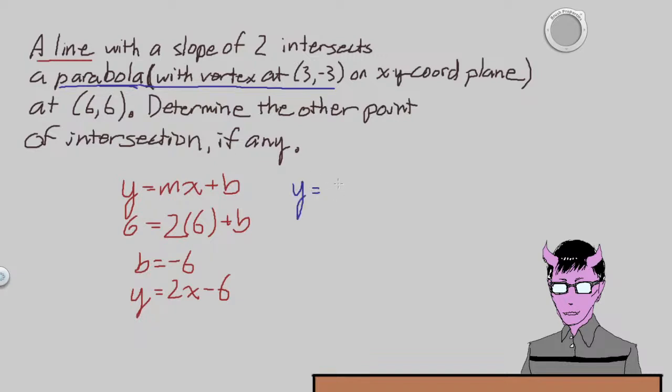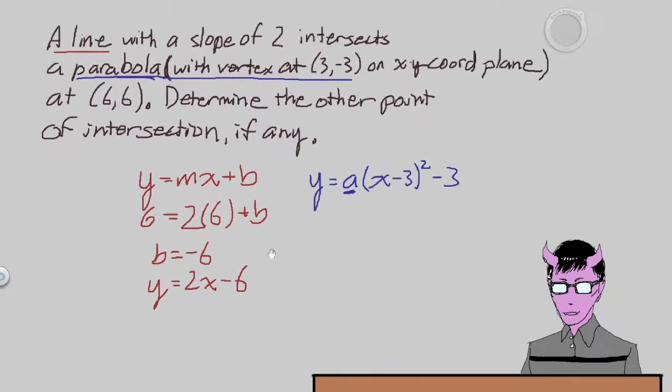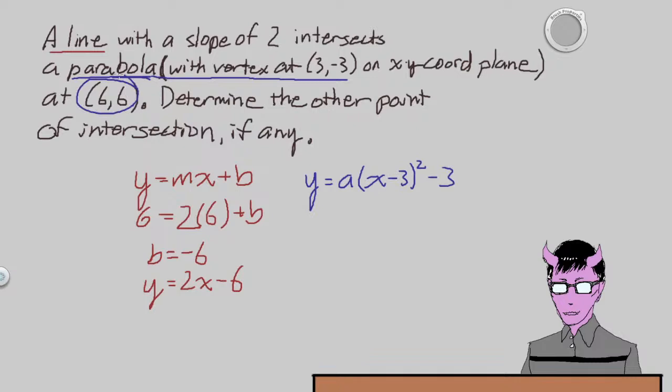Skeletal equation. We have some sort of amplitude. We don't know what it is, but because we're given the vertex, we can use it to populate this one. So x minus 3 squared, then minus 3 on the outside. So that's vertex form. Unfortunately, we don't know the a value right away, but we are given this point.